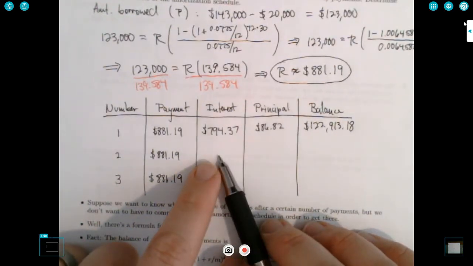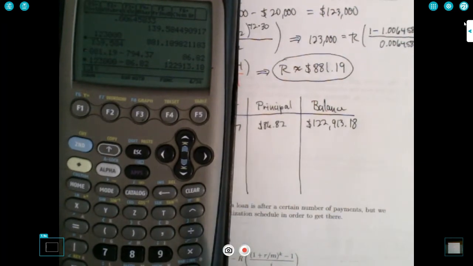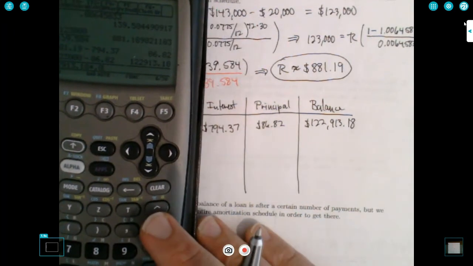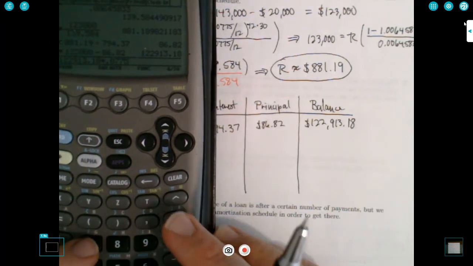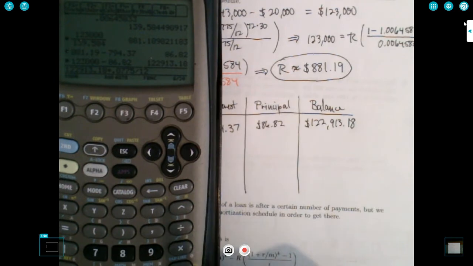Okay. So then the next month we do the same thing, right? The interest is going to be the balance from the previous month. So $122,913.18 times the interest rate, 0.0775, divided by the number of times you compound that interest each year. So in this case, 12, right?